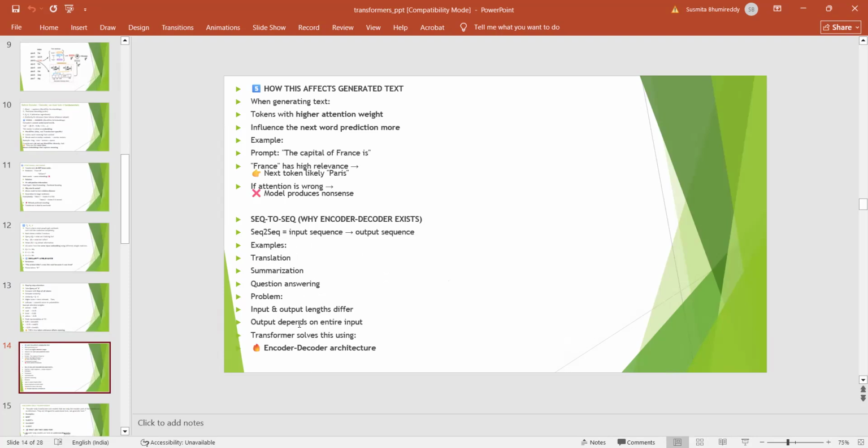So I have a problem where the input length is different and the output length is different. If the complete output is dependent on the entire input, we need the encoder here. So the output depends on the entire input, and then we need this encoder-decoder architecture. Whenever the output is dependent on the complete input, then encoder-decoder is used.